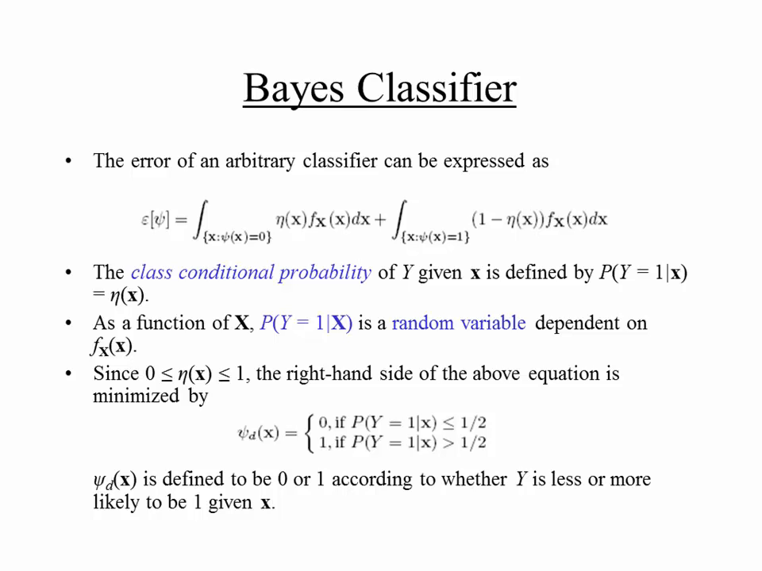I mean, you're seeing x. Which one is more likely, y equal to 0 or y equal to 1? So is that clear? So this is the derivation of the Bayes classifier.